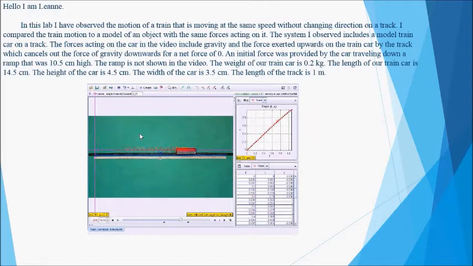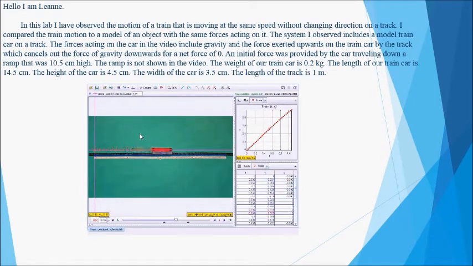The forces acting on the car in the video include gravity and the force exerted upwards on the train car by the track, which cancels out the force of gravity downwards for a net force of zero. An initial force was provided by the car traveling down a ramp that was 10.5 centimeters high. The ramp is not shown in the video.